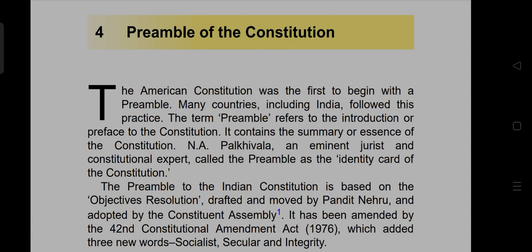The preamble to the Indian Constitution is based upon the objective resolution drafted and moved by Pandit Nehru and adopted by the Constituent Assembly. It has been amended by the 42nd Constitutional Amendment Act 1976, which added three new words: socialist, secular, and integrity.